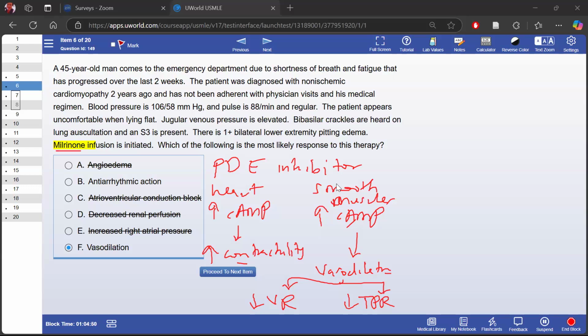And also, if you relax the smooth muscles in the arteries, that will decrease total peripheral resistance. So less resistance to ejection of blood. Also, that will be helpful to increase cardiac output, right, in patients with heart failure. So that is why vasodilation is the best answer, because this drug is not an antiarrhythmic drug. It's an inotropic drug. It increases contractility. So B is not correct. Okay.